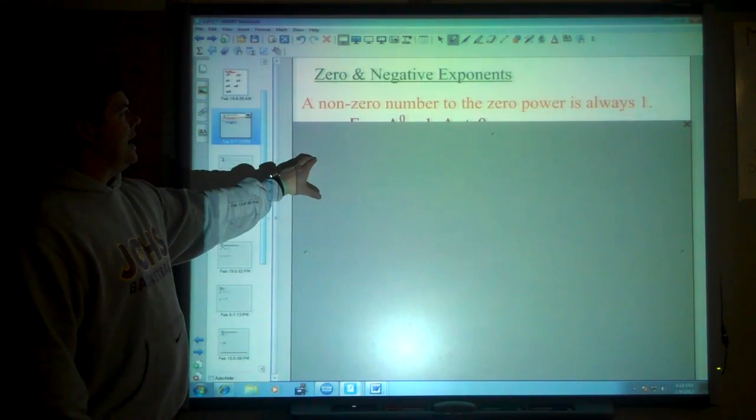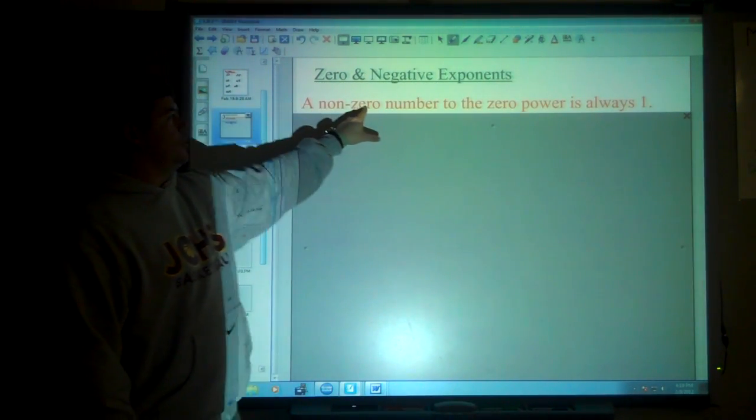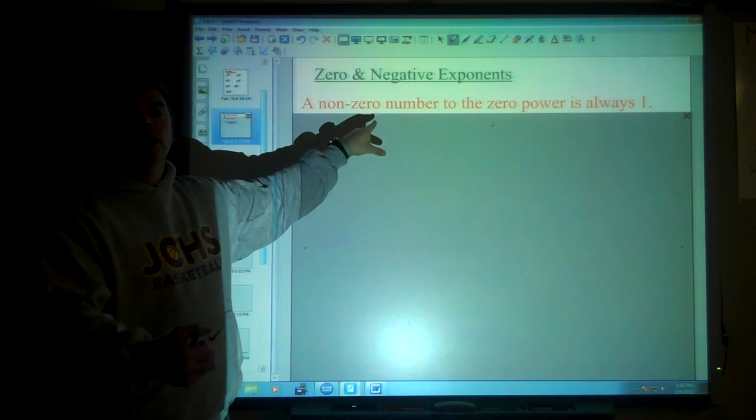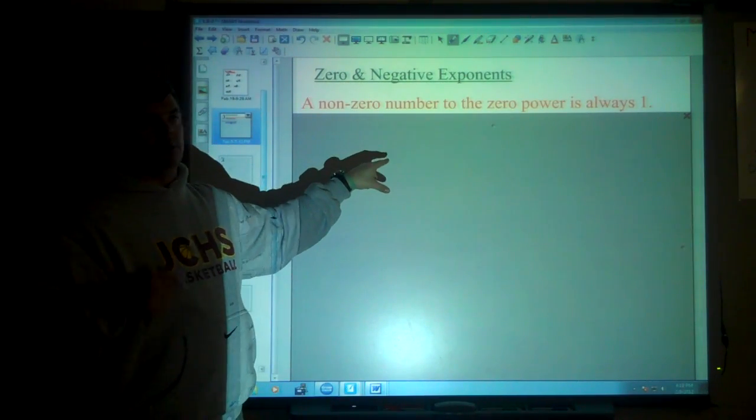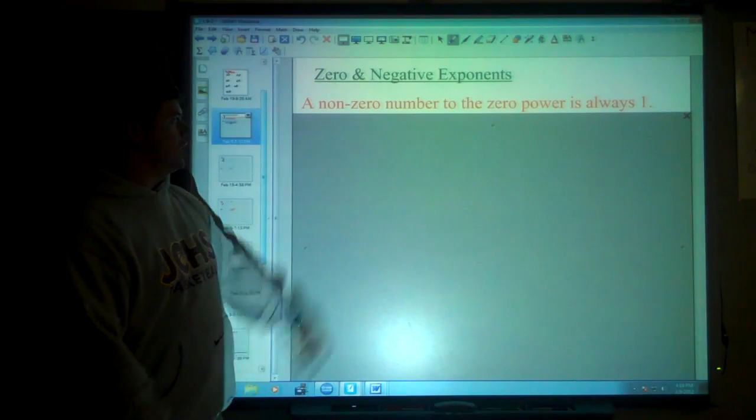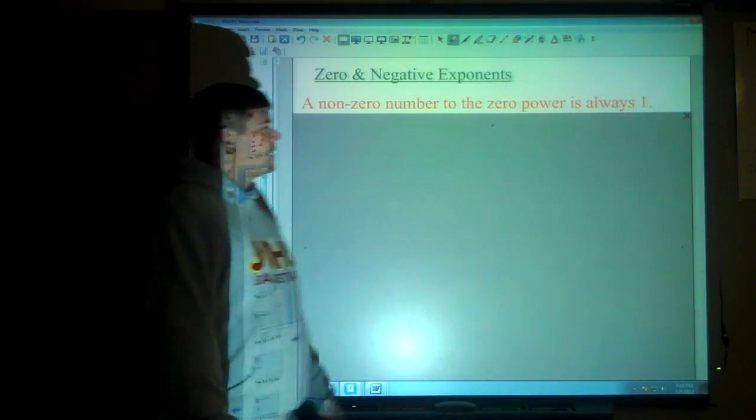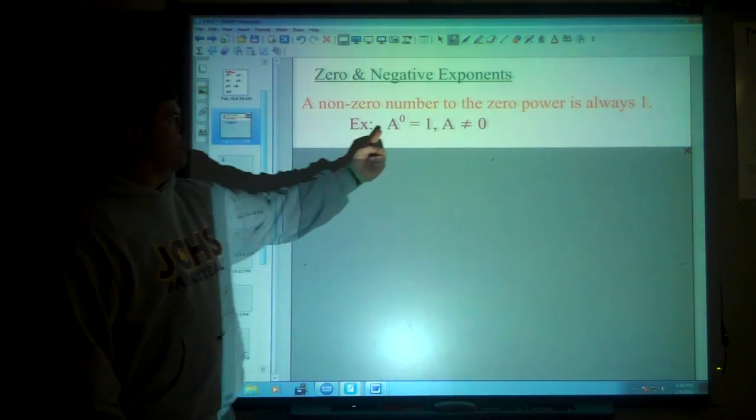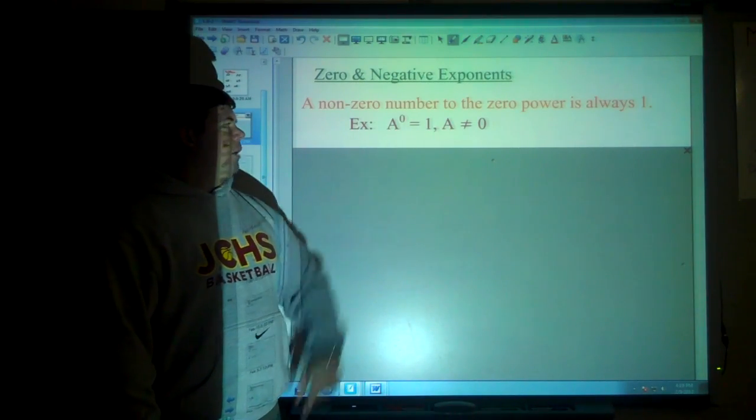To start with, any non-zero number, and non-zero just means it can't be zero. So it can be positive, it can be negative, it can be a decimal, it can be a fraction, it just can't be zero, to the 0th power is always 1. It's always going to equal 1. So it doesn't matter what the number is, if it's to the 0th power, it's 1.